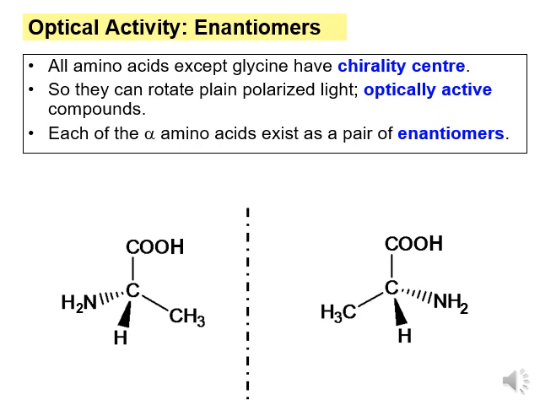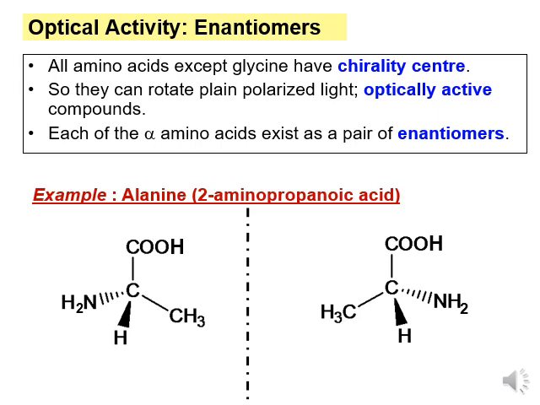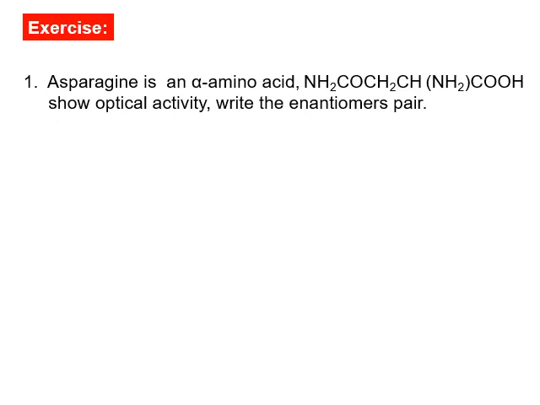Enantiomer refers to the mirror image which is not superimposable. Like the example here, alanine, 2-amino propanoic acid. So they are a pair of mirror images which are not superimposable, meaning that they are 2 different molecules. So same thing here, the exercise that you can try. Then later you can check the answer with your tutor.